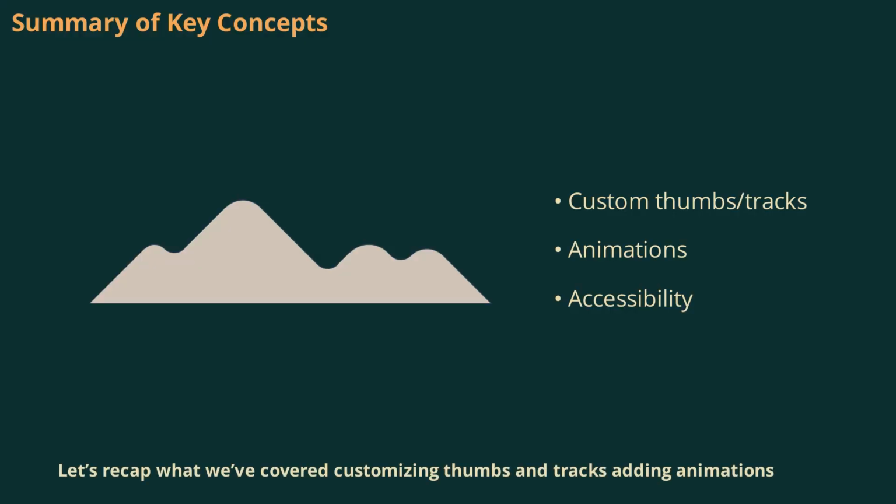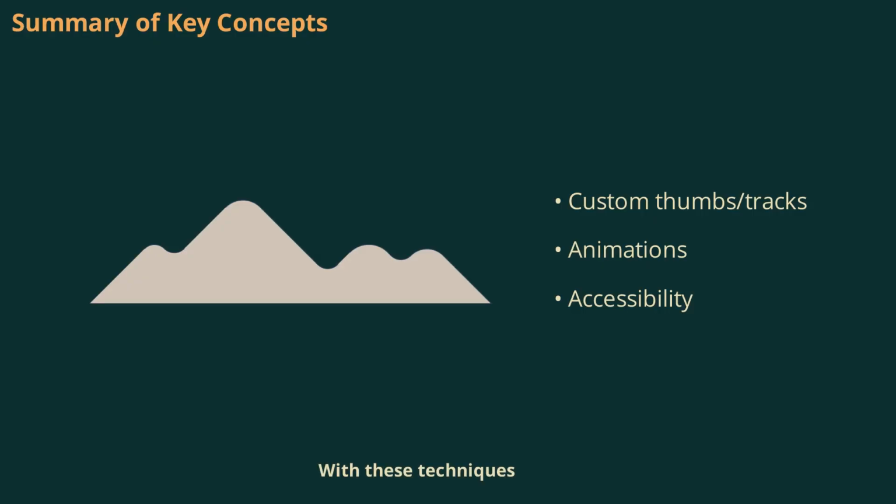Let's recap what we've covered: customizing thumbs and tracks, adding animations, supporting RTL layouts, drawing graduations, and ensuring accessibility. With these techniques, you can create sliders that are both beautiful and functional, tailored to your app's needs.